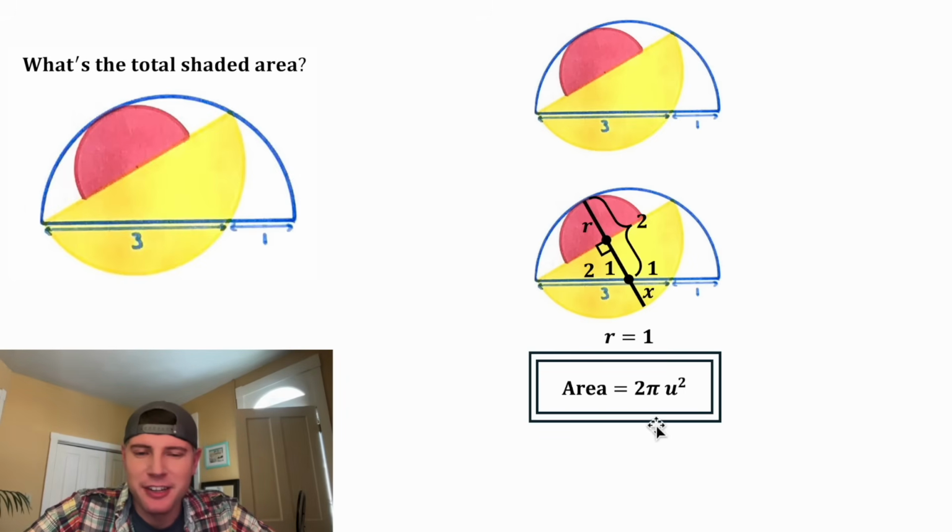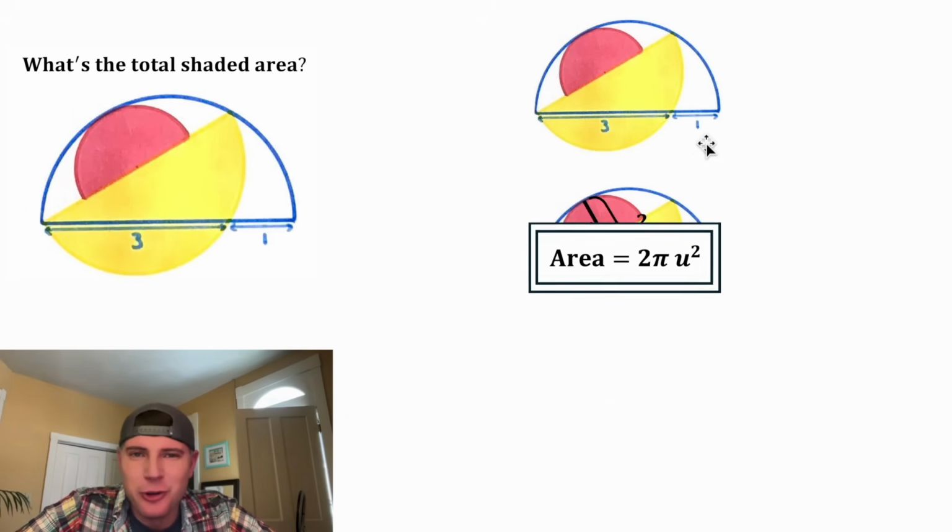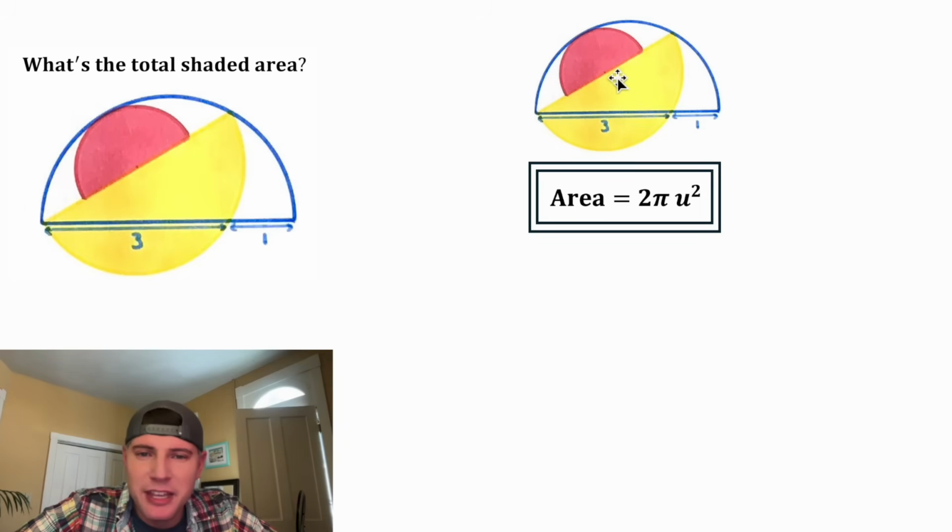And let's make it bigger, enhance. And this is the answer to our question. In this given problem with our 2 assumptions, the total shaded area is equal to 2 pi square units. How exciting.